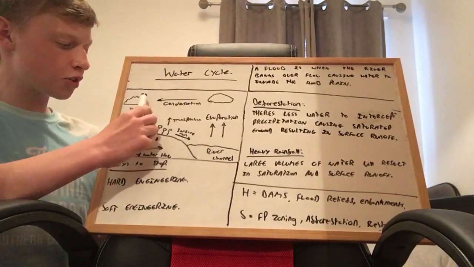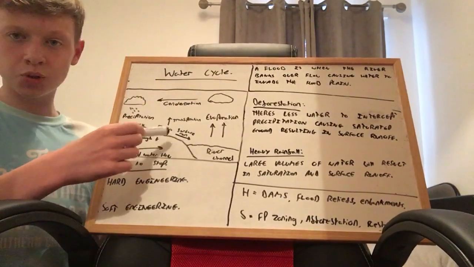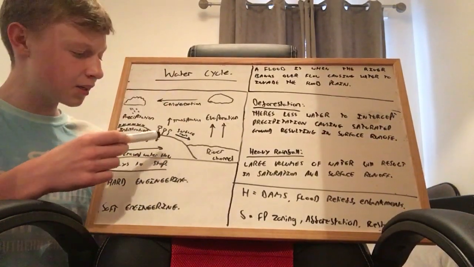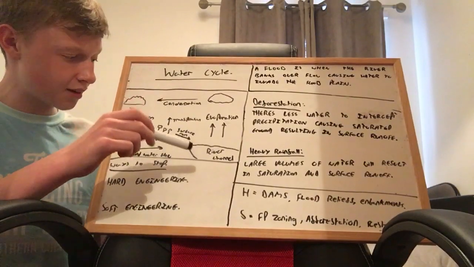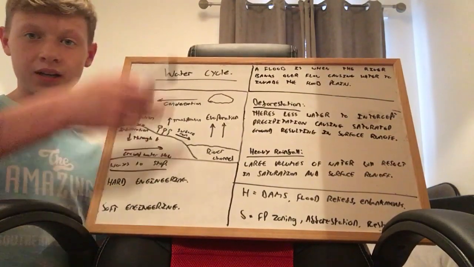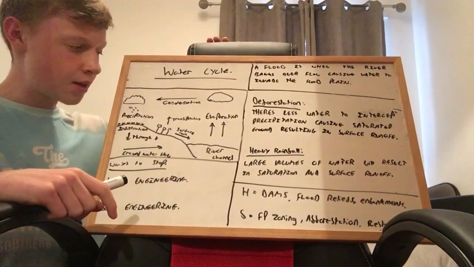So that is the water cycle. Cloud goes up, moves across, rains. Some goes underground. If it's groundwater flow, it goes back slowly. If it's throughflow, it goes back medium. And if it's surface runoff, it goes back fast. Transpiration, basically trees get water and evaporate it through the leaves.